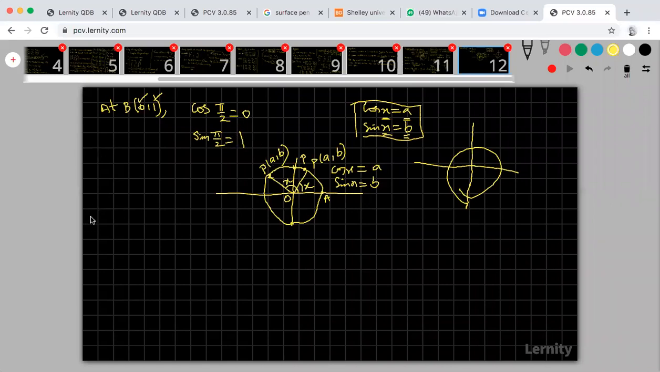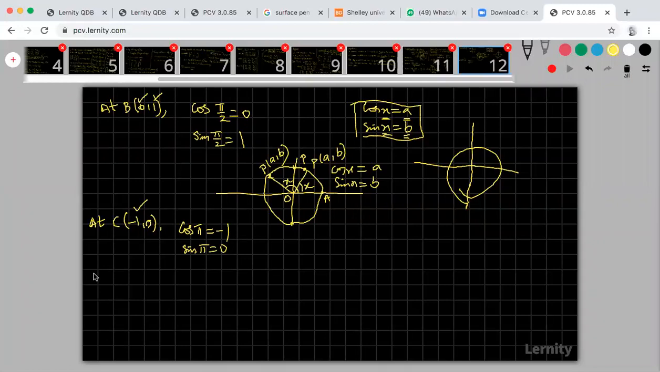Okay, what about my C? At C, what is my C? My C point is minus 1 comma 0. Minus 1 comma 0 means, so what is my cos x? My x means angle. My angle is pi. My cos pi is minus 1, this value A. My sin pi is 0.